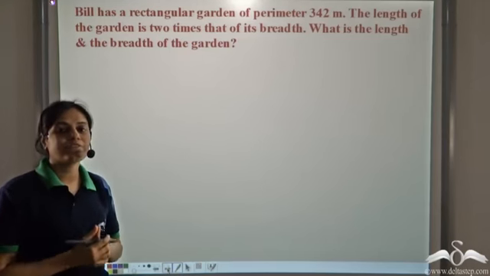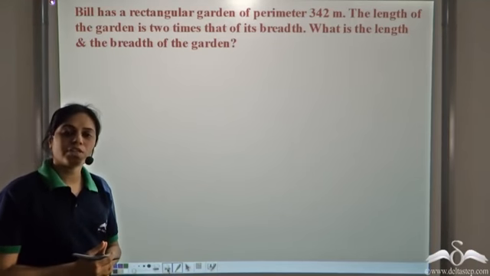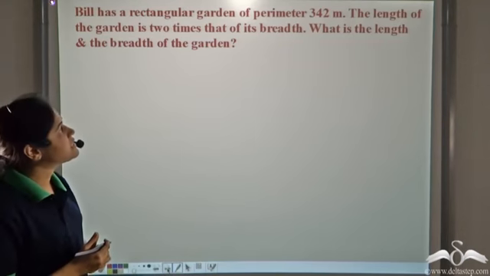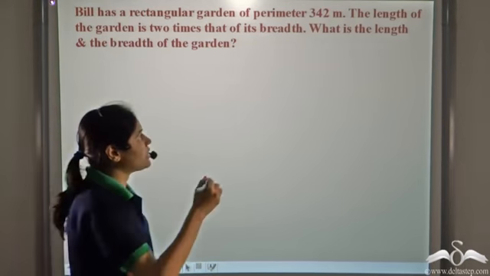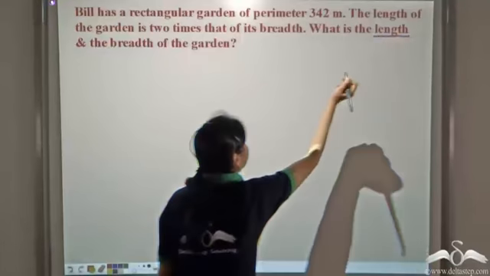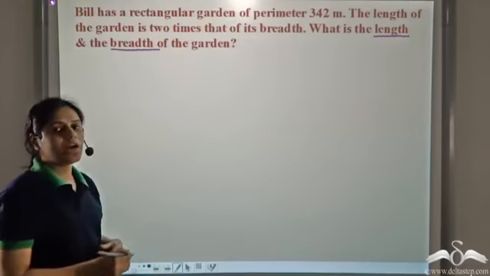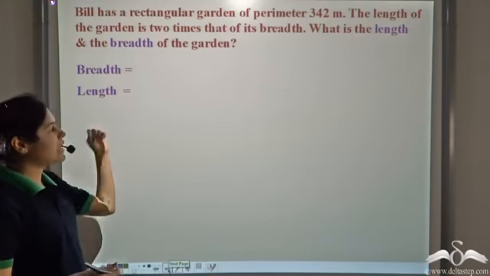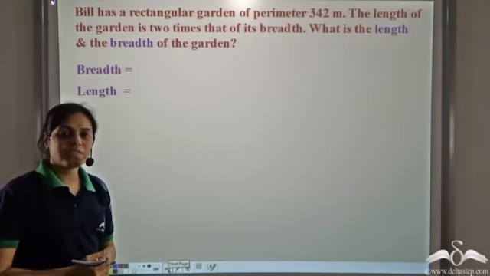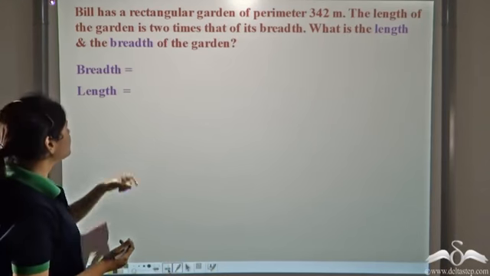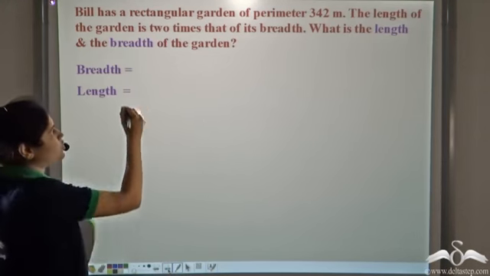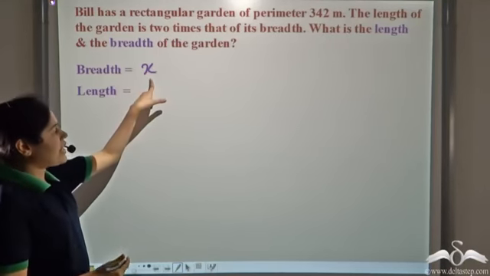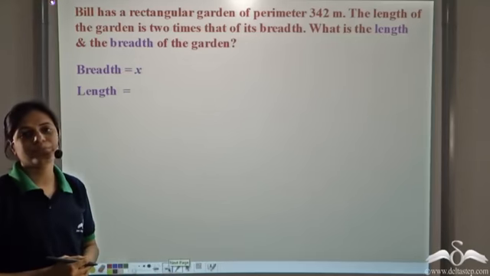As we have learned, the first thing is to determine what the unknowns are, or what we are required to find. So in this case, we need to find the length and the breadth of the garden. So these are the unknowns, breadth and length. Now let us represent them using variables. So let us assume breadth to be x. So breadth is assumed to be x.